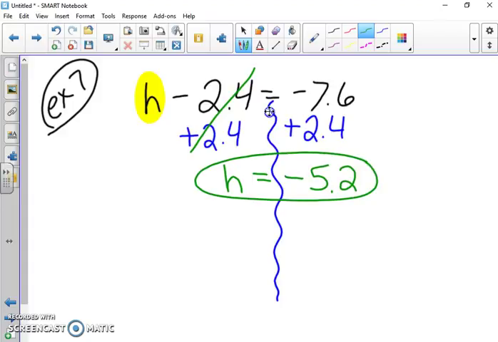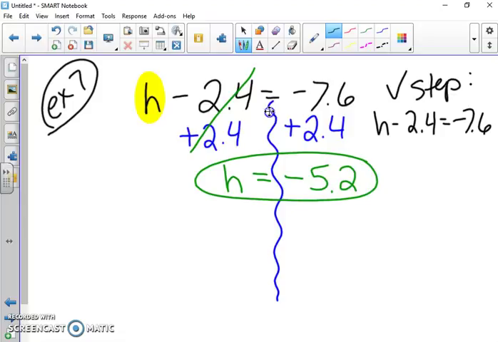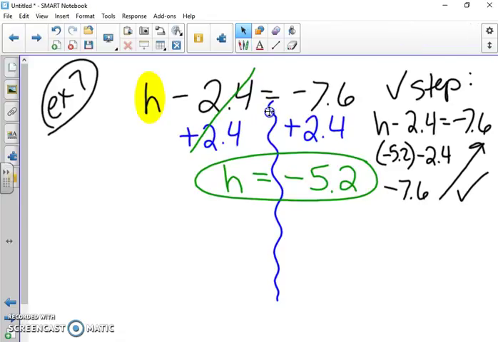That's my solution. Let's step it out. I wrote large and in charge for that one. So h minus 2.4. H is supposedly negative 5.2. Put that all in my calculator, negative 5.2 minus 2.4, and I get negative 7.6. Great. Last one.